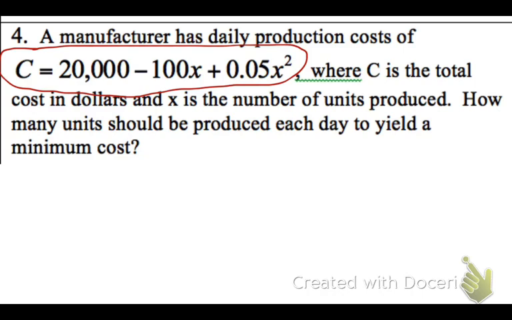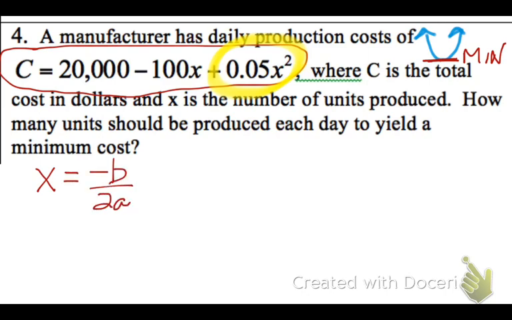If we check out this parabola here, the leading coefficient of the x squared term is positive, so our parabola is going to be opening up. That means right here is the minimum, and we'd like to know the minimum cost. If we use our handy-dandy formula for the vertex, negative b over 2a, that gives us the x-coordinate right here on the axis of symmetry.